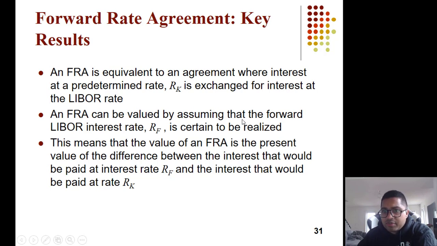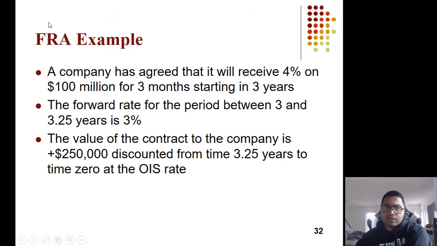An FRA can be valued by assuming that the forward LIBOR rate RF is certain to be realized. Generally when FRAs are issued, they have zero value. So the present value is generally 0 when they are issued, but the value of an FRA changes as the rates change. This means that the value of an FRA is the present value of the difference between the interest rate that would be paid at RF and the interest rate that would be paid at RK. So later on, when the interest rates change, then the FRA acquires value.